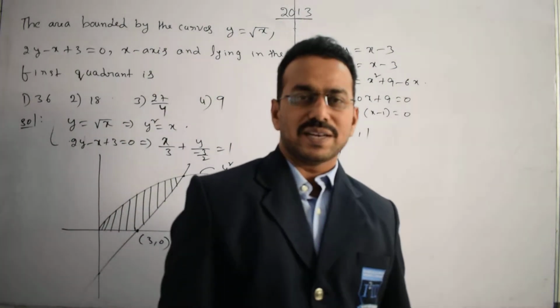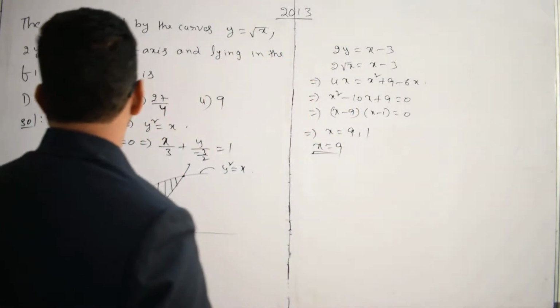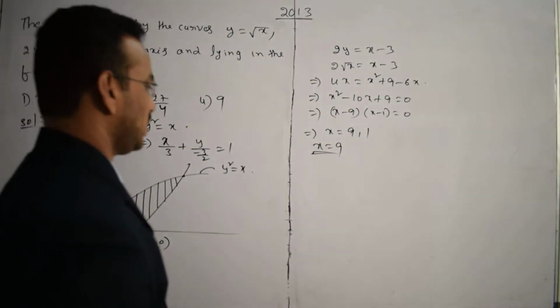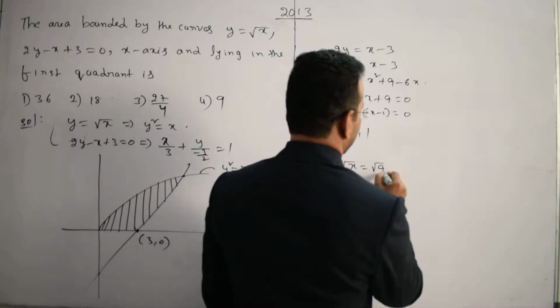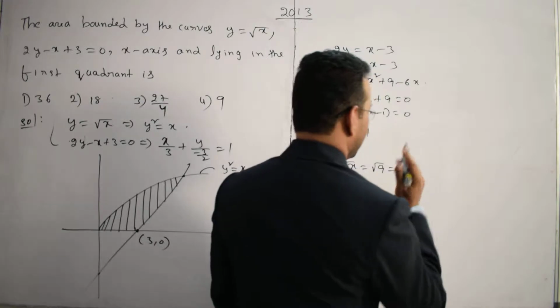So now we will calculate the value of y. See here, if you take y equals root x, so y equals root 9. Root 9 means plus or minus 3. You can take plus 3.